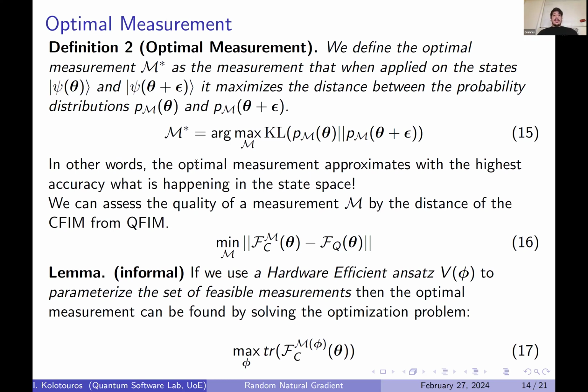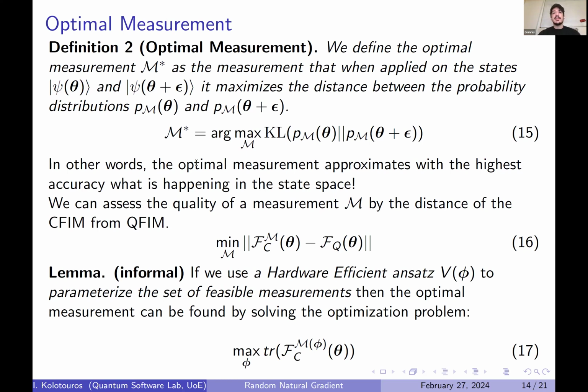Now, one of the things that we show is that, let's suppose you choose your measurement basis by first applying a global unitary to rotate the quantum state, and then measuring in the computational basis. In that case, if you want to find the optimal measurement, that means the measurement that will give you the most information about the changes happening in the quantum state, then you will have to solve this optimization problem in equation 17.